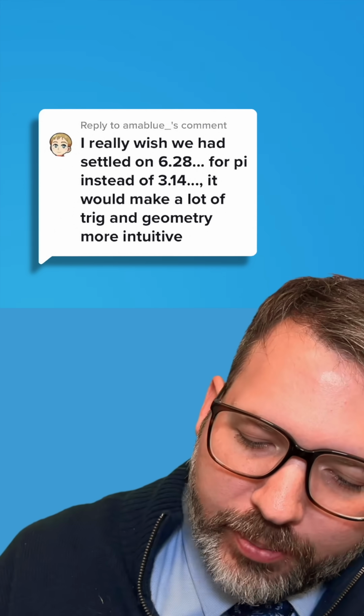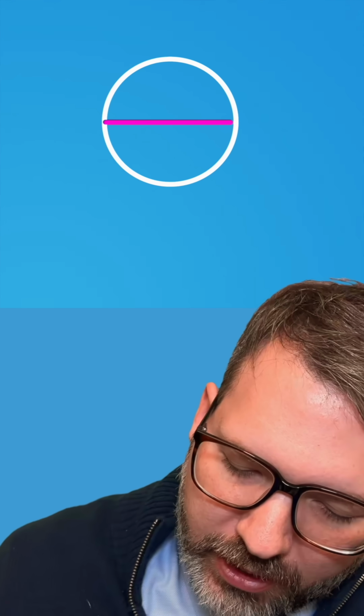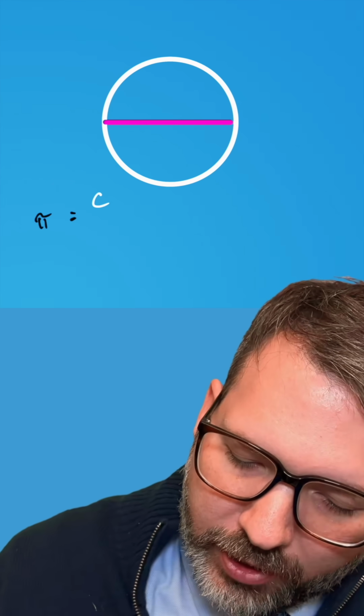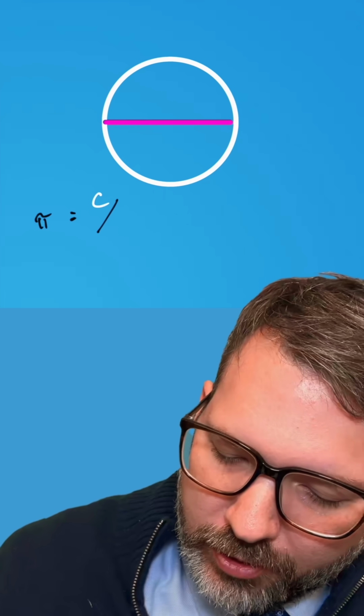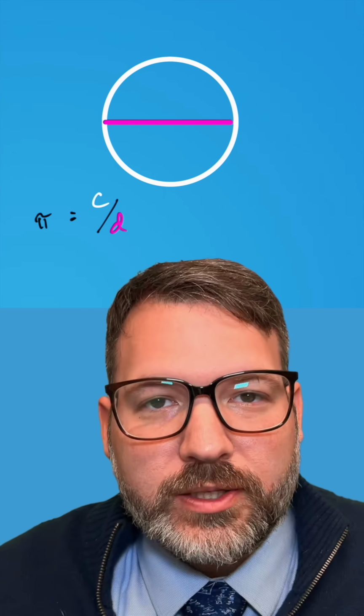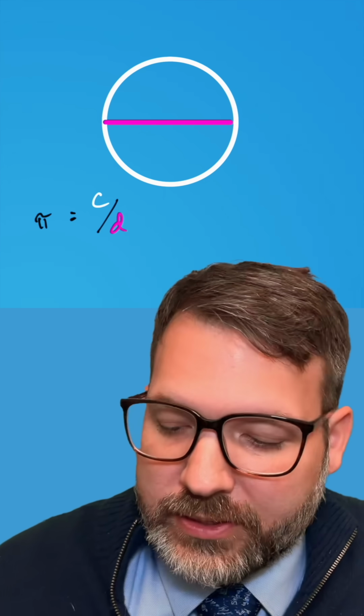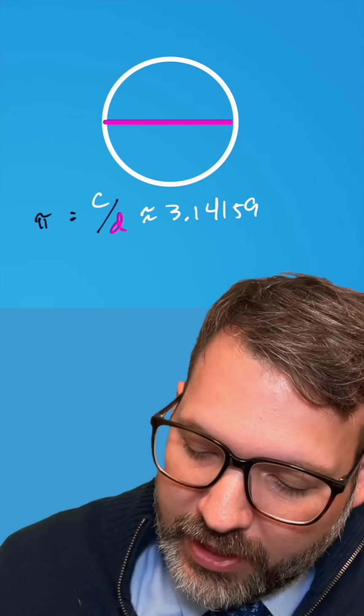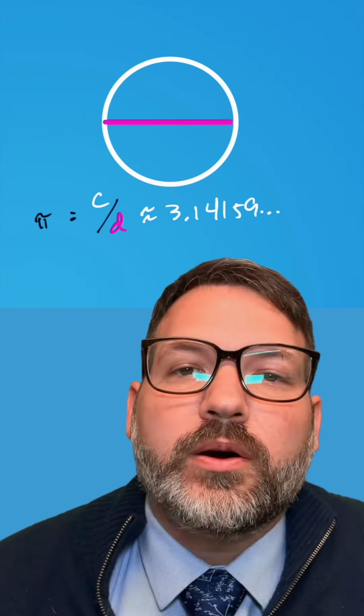Pi, you are probably familiar with. It is the ratio of a circle's circumference to its diameter. That is, it's the distance around the circle divided by the distance across the circle. If you express this ratio as an approximate decimal, of course, you get the familiar 3.14159265358979323 and so on that we call pi.